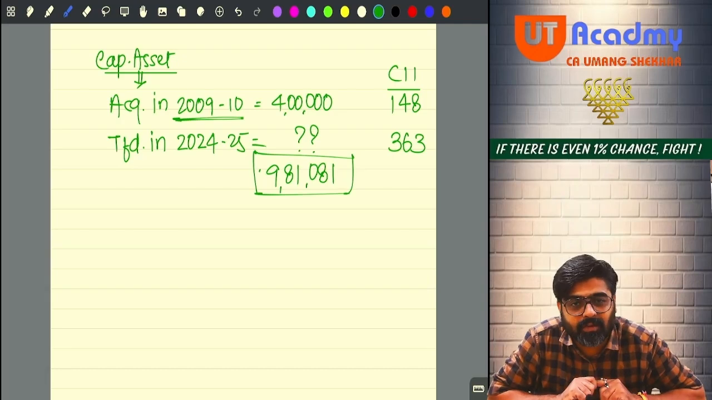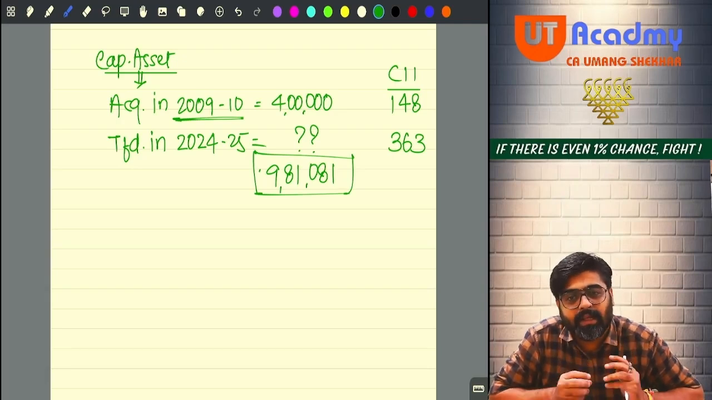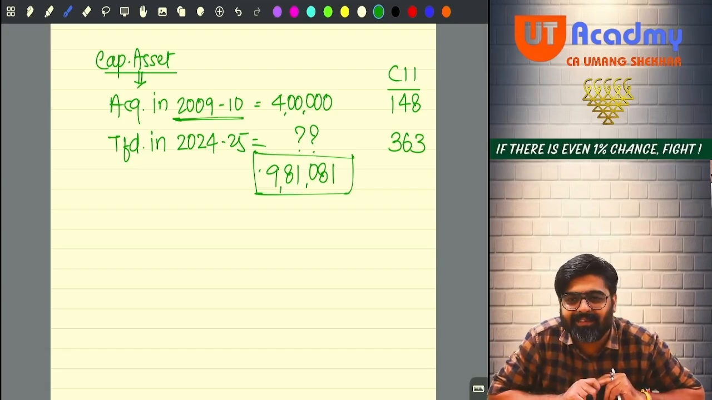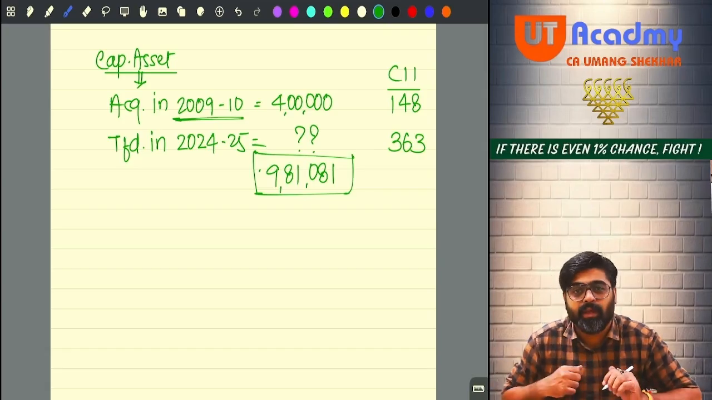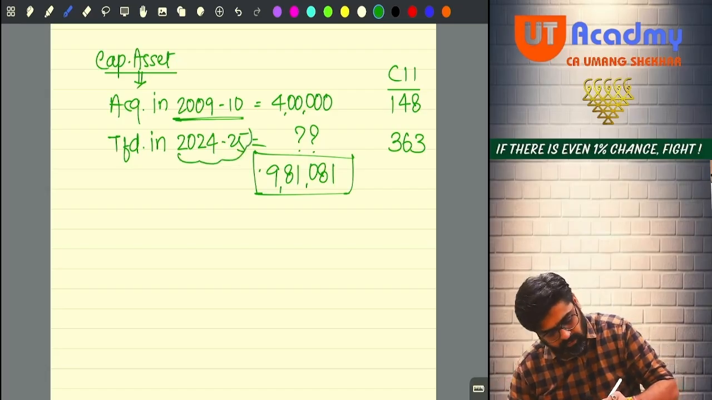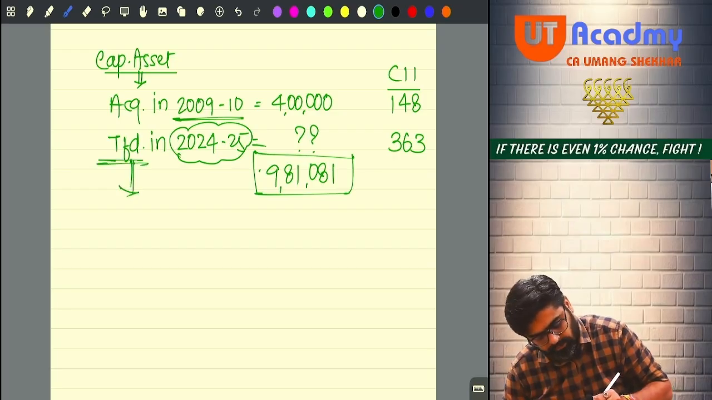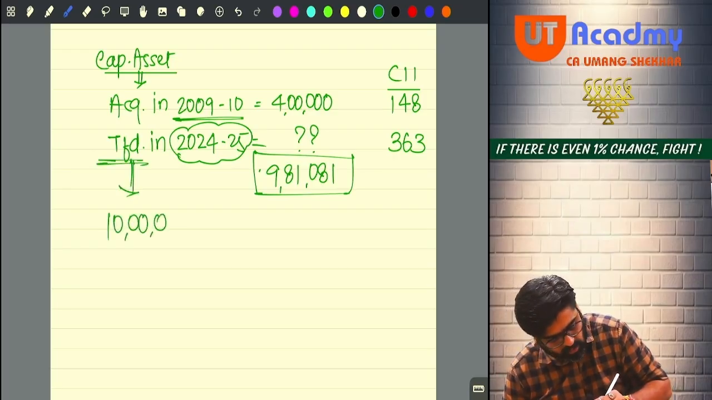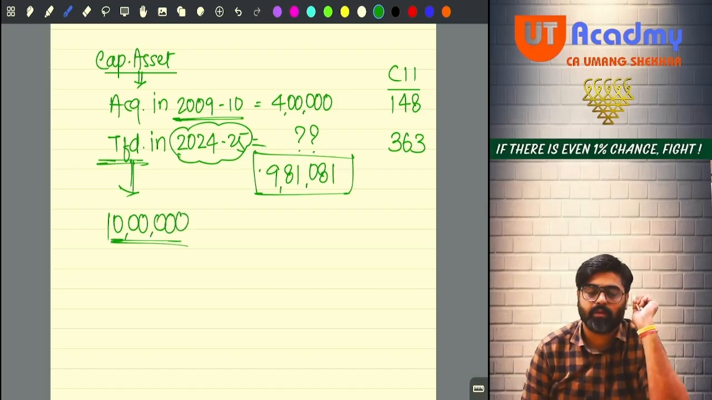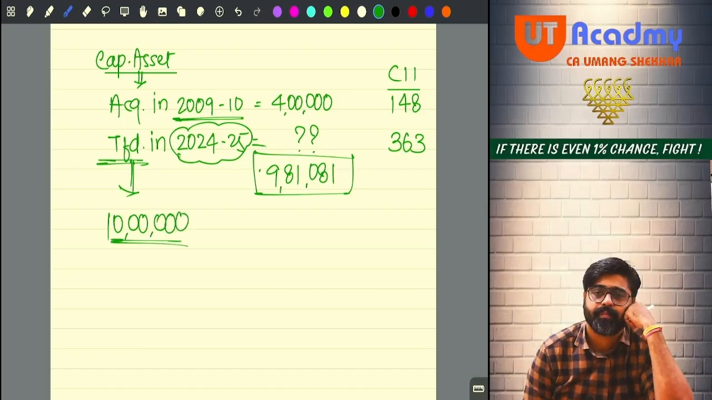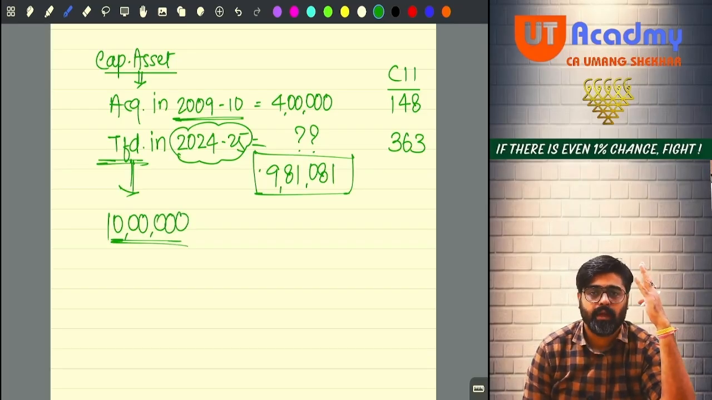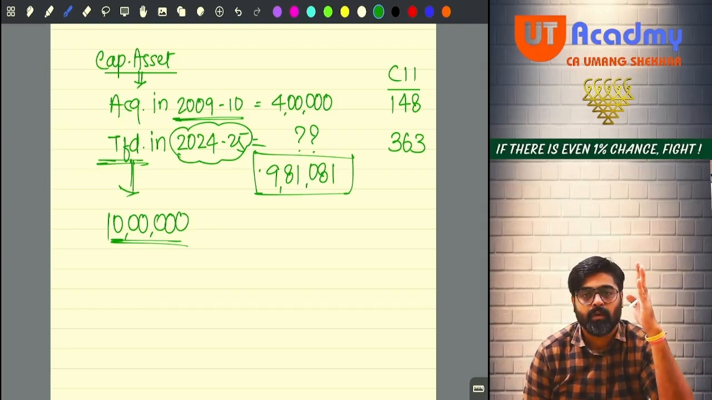Now that 36 months is no more in existence also, and for all the assets, the indexation is also taken away. But now see, if in 2024-25, you transfer the asset for rupees 10 lakhs, why someone was ready to give you 10 lakh for that share, for that capital asset? If you acquired that asset in 2009-10 for 4 lakhs, no. So why someone was ready to give 10 lakh rupees for that asset today?